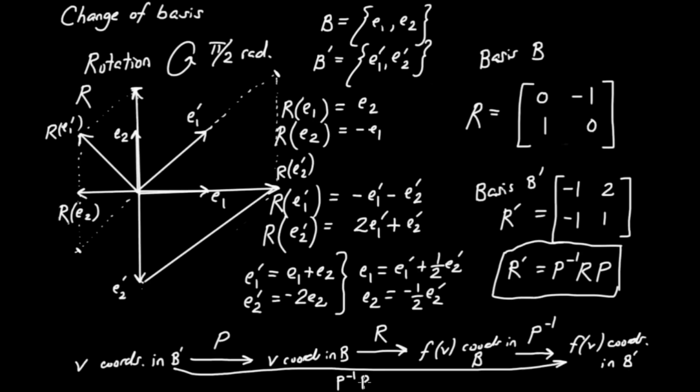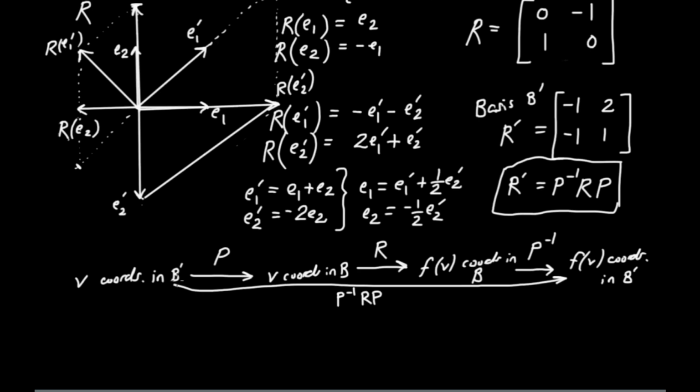P inverse R P. So we take V with coordinates in B prime, and we map it to f of V, coordinates also in B prime. So make sure you understand what's going on in this scheme below. Now, what should this linear transformation be for P? Because this mapping of coordinates is also going to be a linear transformation.